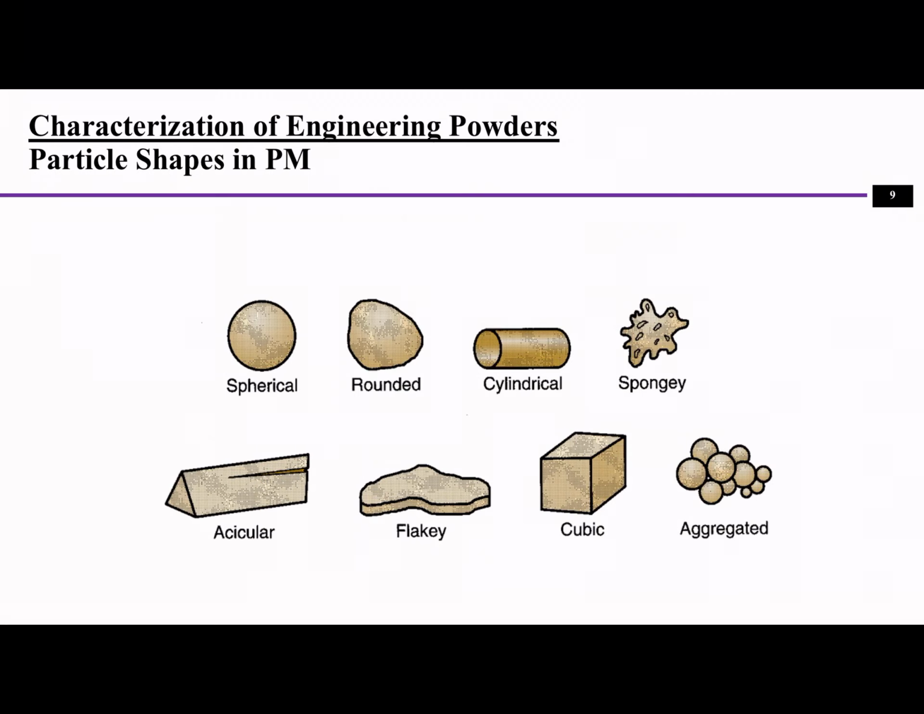There are many different particle shapes in powder metallurgy, for example spherical, rounded, spongy, flake, or cubic, and some other shapes. They all can be created from the process.